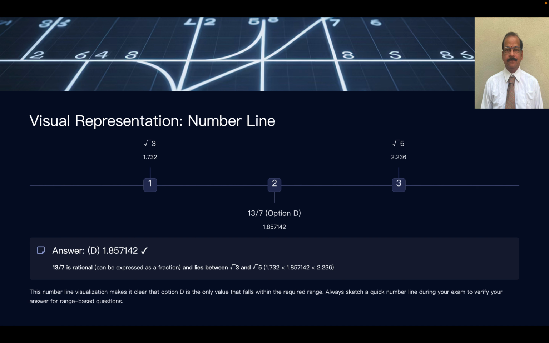In the representation on the number line, you can easily see root 3 and root 5. Option D is shown as 1.857142, which definitely lies between these two, root 3 and root 5. On the number line also we can see it is lying in between them, right?